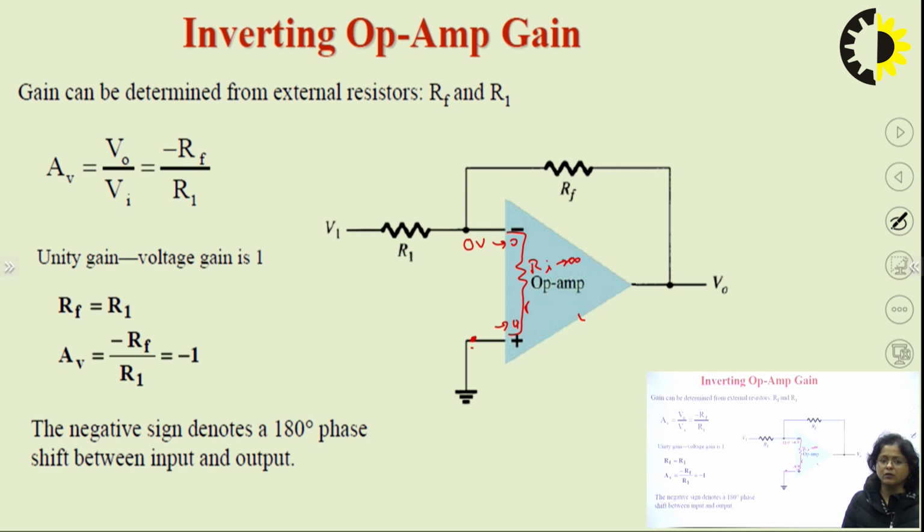It is a very important concept in op-amp circuits that if one terminal is ground, due to very high input impedance, virtually the other terminal will also be at the same potential, that is 0 volt, but not actually connected to ground, which is called virtual ground.